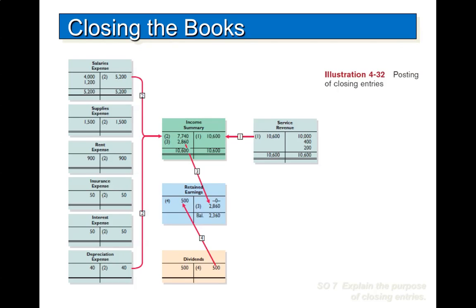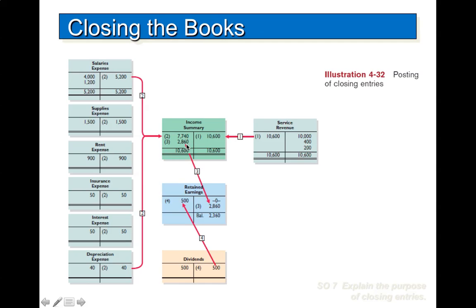This is an example of your closing entries in posting form with your T accounts. The first one is service revenue. It had a credit balance of $10,600, so you debit it and credit income summary. The next entry was to close your expense accounts. All of them have debit balances, so you will credit them with 1 entry in income summary for the total amount. You find your balance. 10,600 minus 7,740 gives you 2,860.